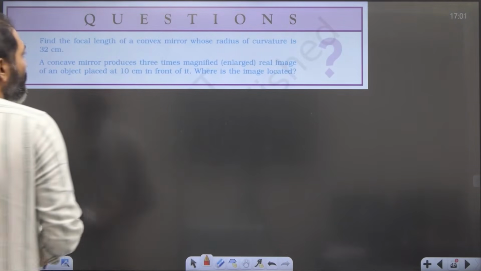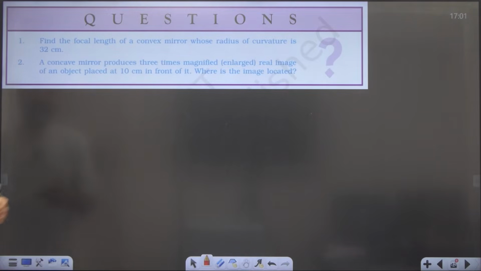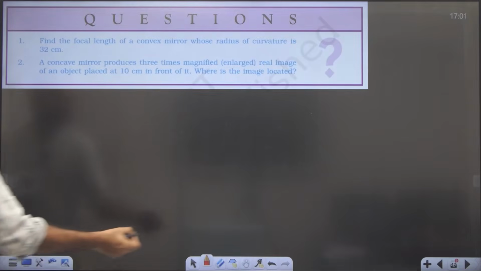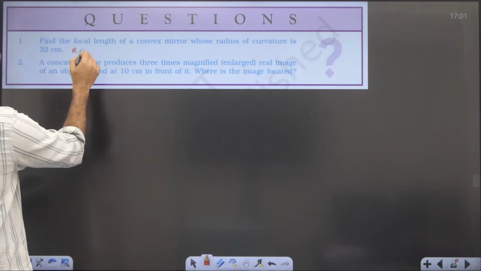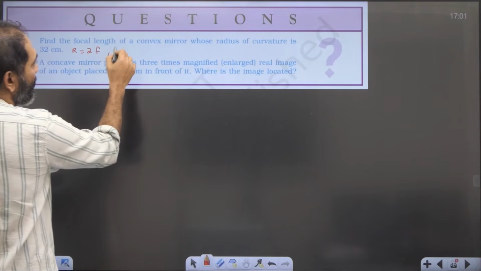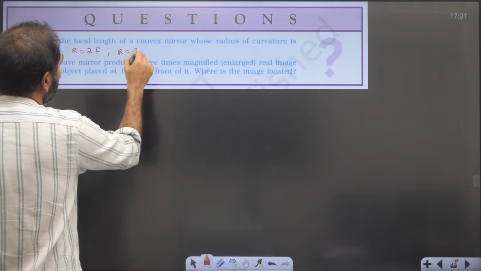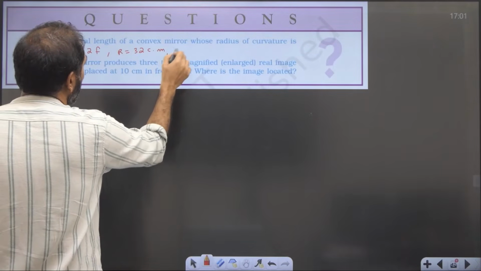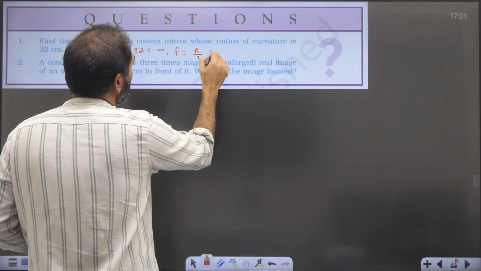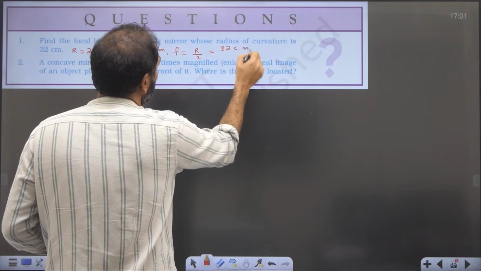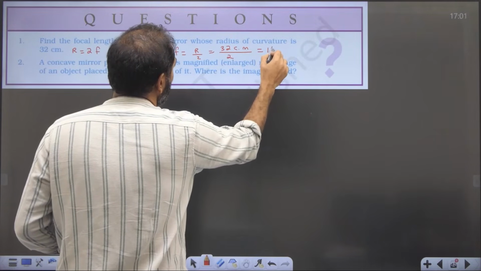Find the focal length of a convex mirror whose radius of curvature is 32 centimeter. Whether it is concave or convex, the formula is the same: R equal to 2F. What is R here? 32 centimeter. What is F? F equal to R by 2. So 32 by 2 is equal to 16 centimeter.